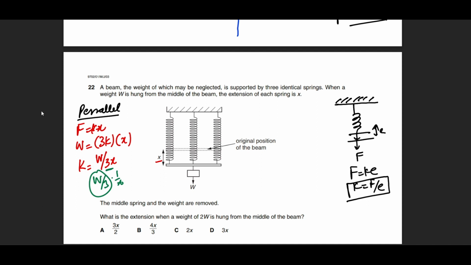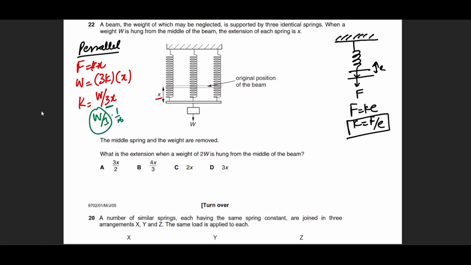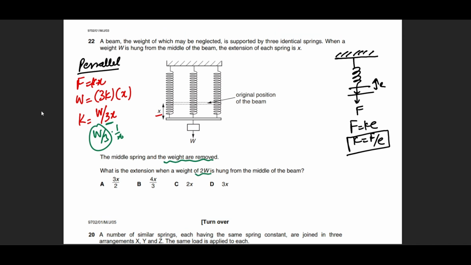Now he tells you that in the new situation one spring has been removed, the middle spring has been removed, and the weight has been increased to 2W. What to do now? No problem. What you can do is visualize 2 springs like this and apply 2W. Now, we know that the springs in parallel get added together, or the spring constants get added together.